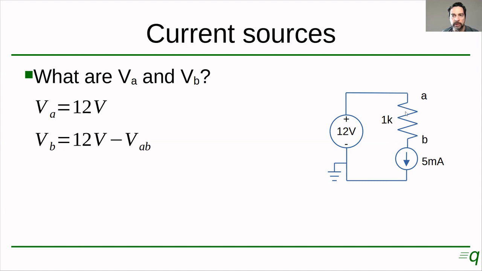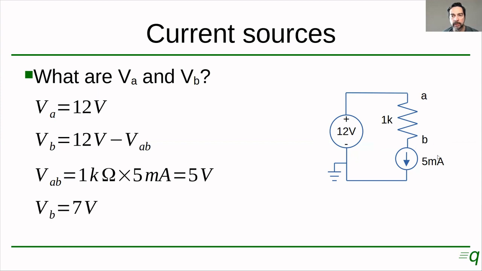So if we want to calculate the voltage drop on the resistor, that would be 1 kilo ohm times 5 milliamps, and that would be 5 volts. So we have 12 volts here at point A and 5 volts dropping on the resistor, and that leaves us with 7 volts over here. All right.